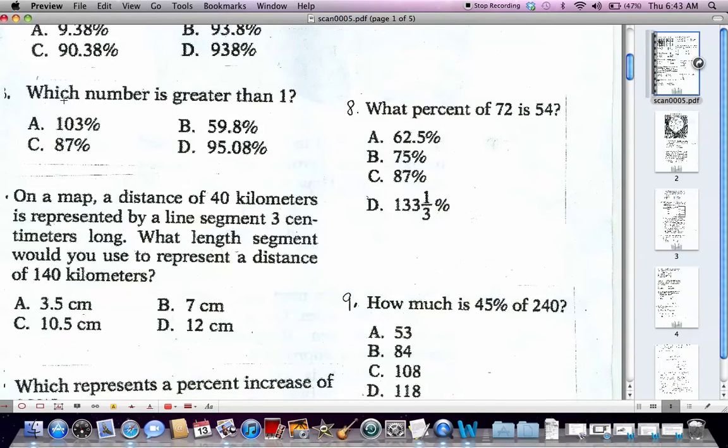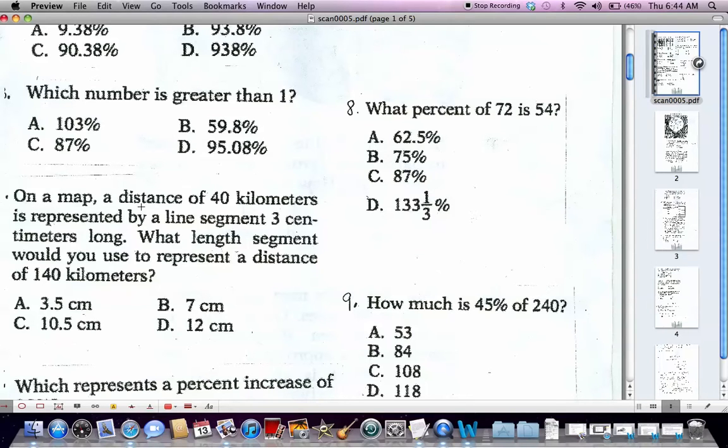This is number three. Which number is greater than 1? Which one of these numbers is greater than 1? 103%, 59.8%, 87%, 95.08%. Change this into a decimal, and then change every last one of these into a decimal, and then tell me which one of those is greater than 1. Okay?